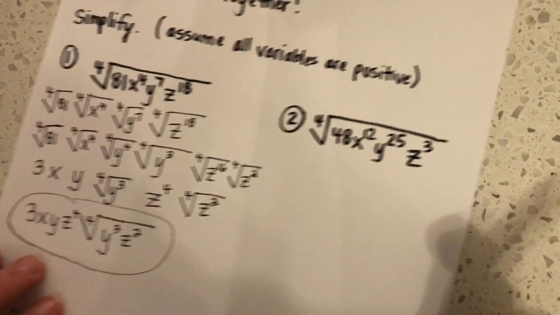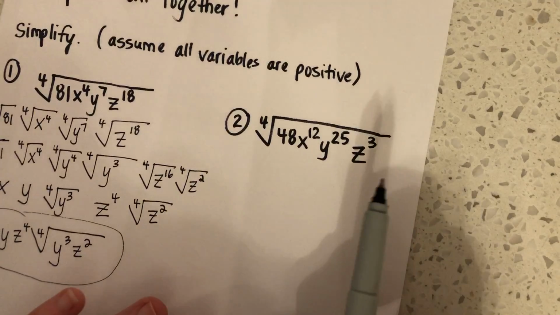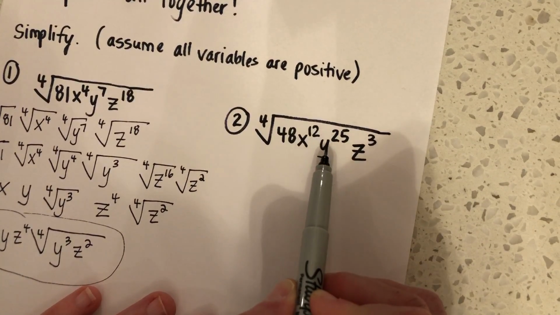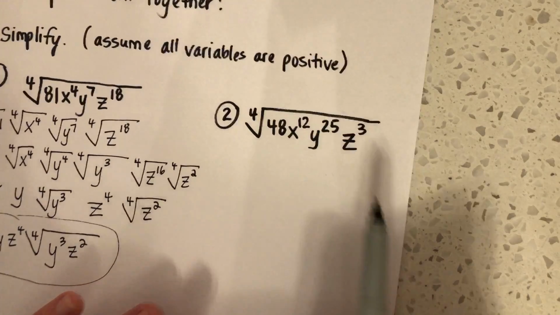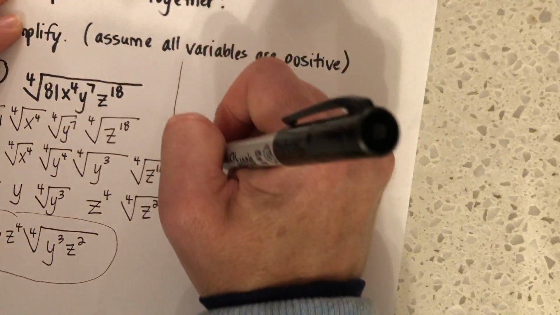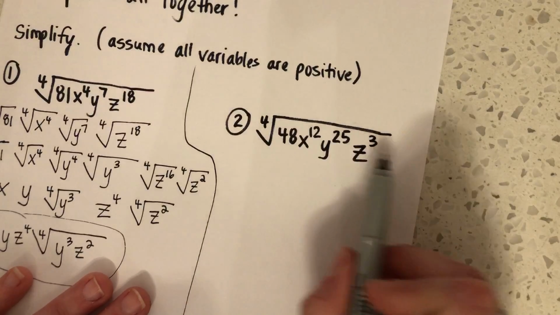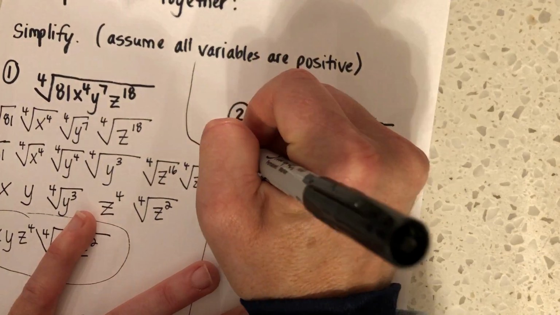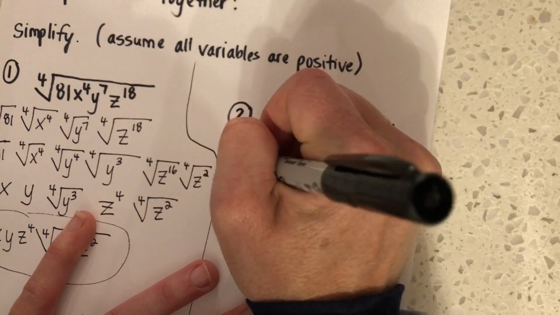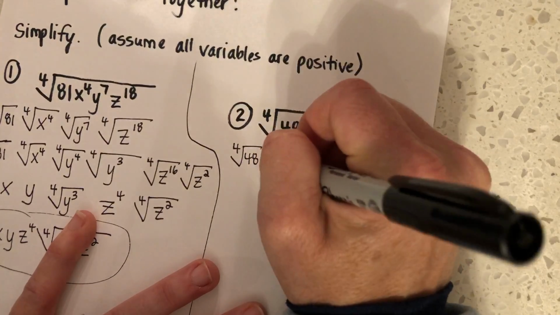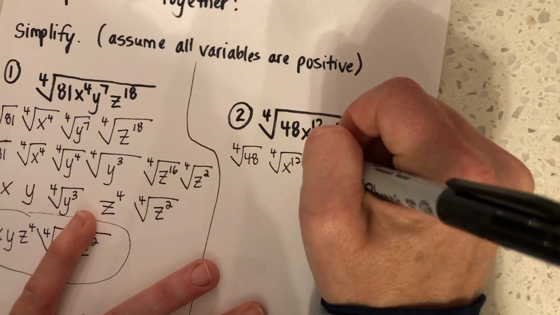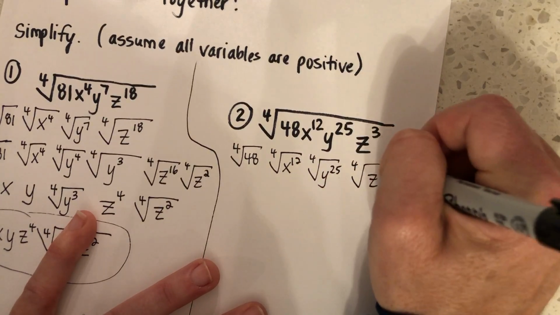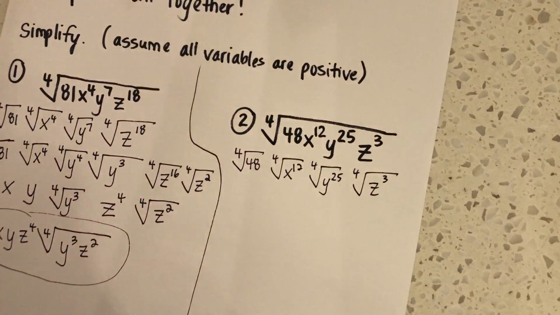Okay? All right, let's try one more 4th root. Okay, so what about the 4th root of 48 times x to the 12th times y to the 25th times z to the third. Well, like I said, the first thing I like to do is split it. Give everything its own fourth root radical since everything's attached by multiplication. So I'm going to rewrite this as the fourth root of 48 times the fourth root of x to the 12th times the fourth root of y to the 25th times the fourth root of z to the third. And then I can deal with each fourth root by itself.